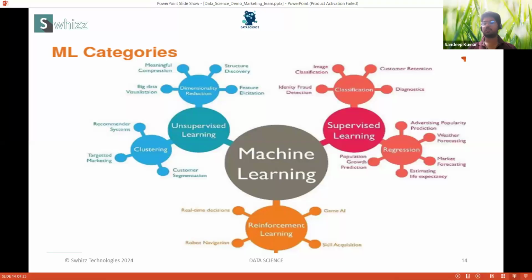And when it comes to classification, we'll be using classification for classifying the data, like eligible for a loan or not, eligible for a credit card or not, yes or no. Is the ball blue or black in color? Is the image a dog or a cat? For this type of problem statement, we'll be using classification.